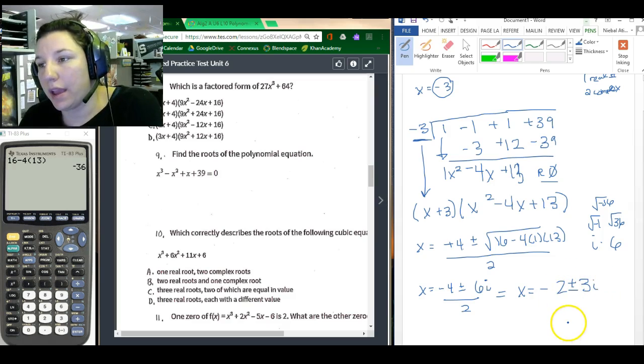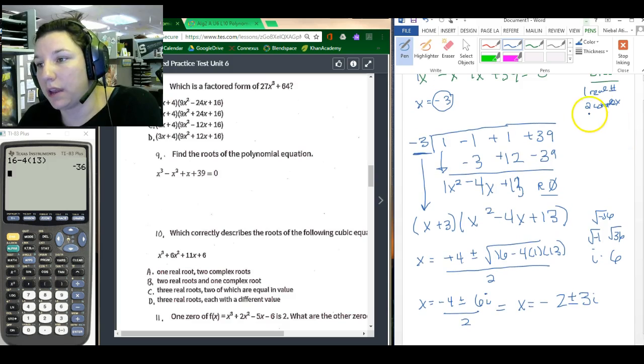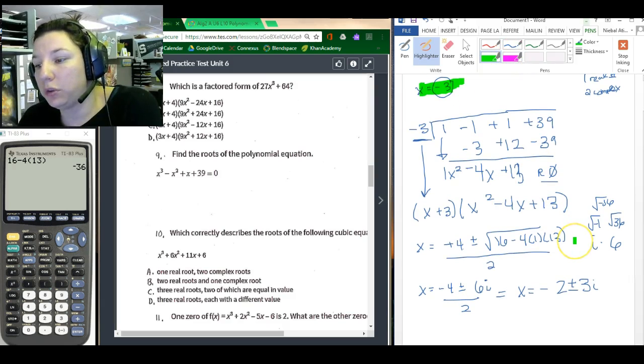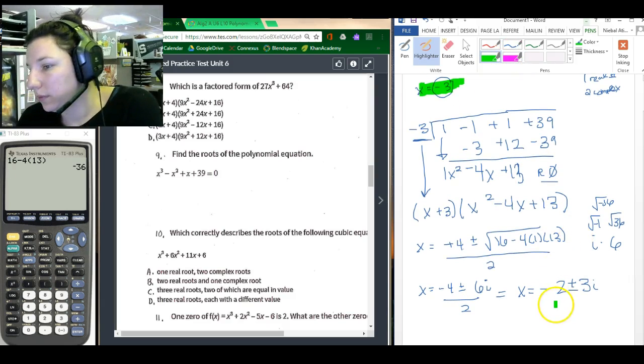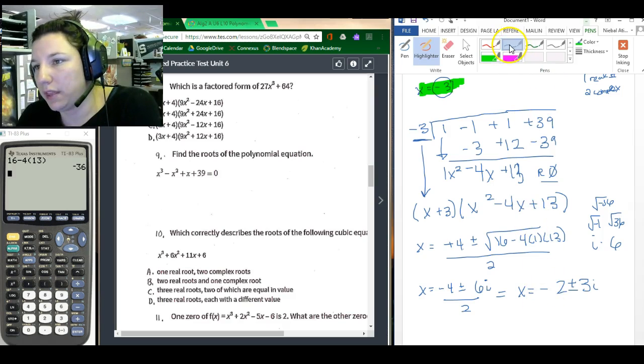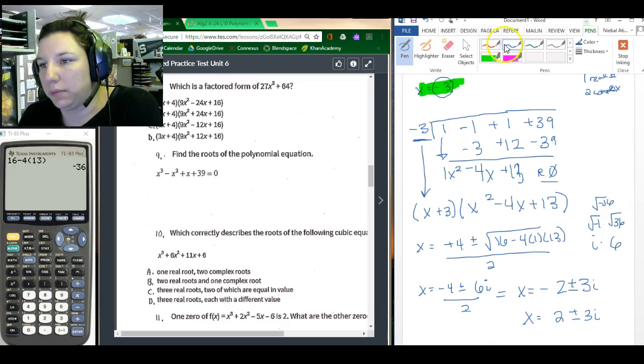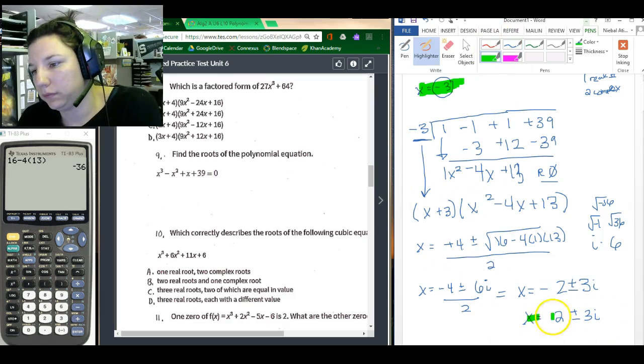Okay, and now I have my 3 roots, right? We said we needed to have one real one, which is x equals -3. And then we have 2 complex roots. And actually, you could rewrite this. You could divide both of those by a -1 to get 2 plus or minus 3i. I like to keep things positive.